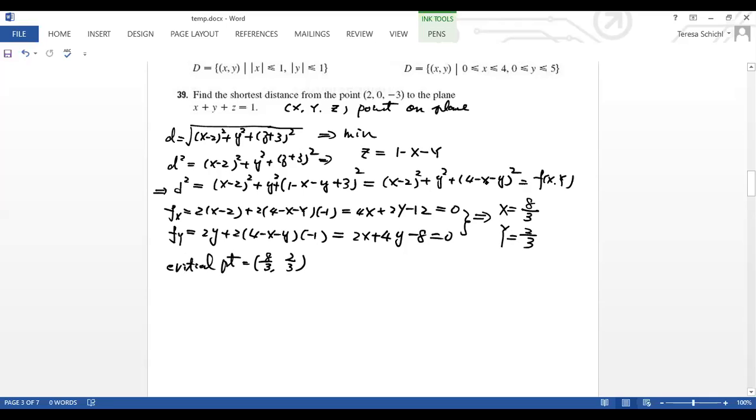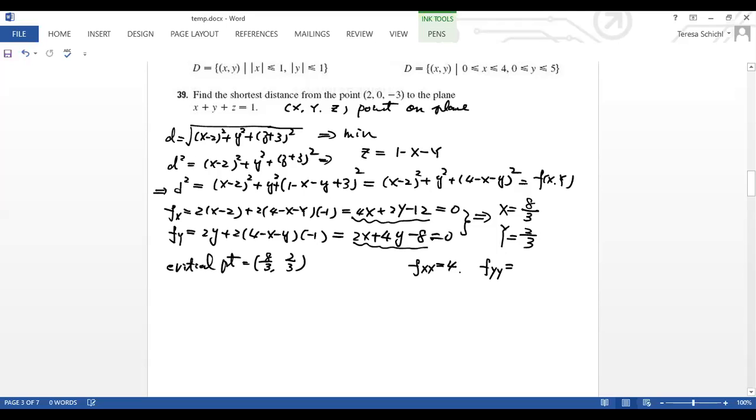Okay, so now I'm doing the second derivatives, f of xx, f of xy, right? So then f of xx here, it will be what? It's 4, right? You take the derivative of this one. Now, what is f of yy?